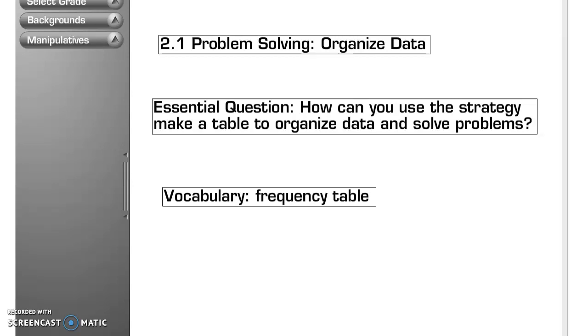Today is lesson 2.1, problem solving, organizing data. Our essential question is, how can you use the strategy to make a table to organize data and solve problems? Our vocabulary word that you will see today is frequency table. A frequency table uses numbers to record data.